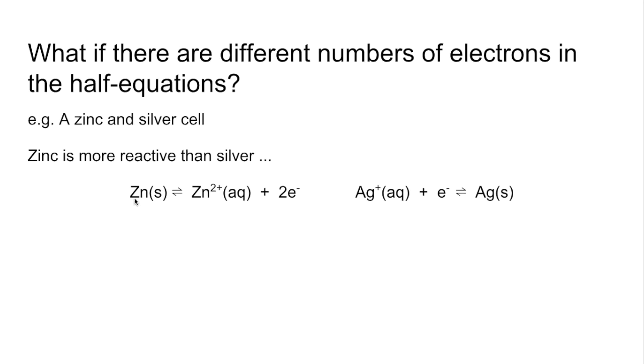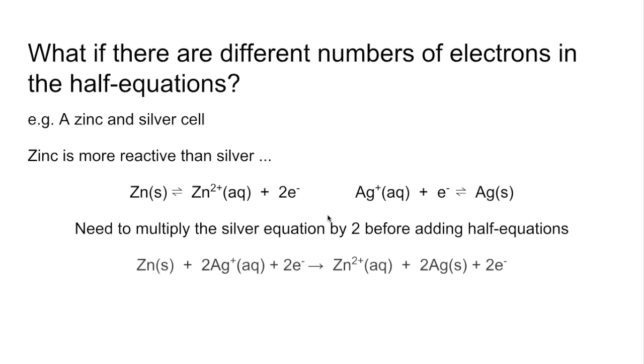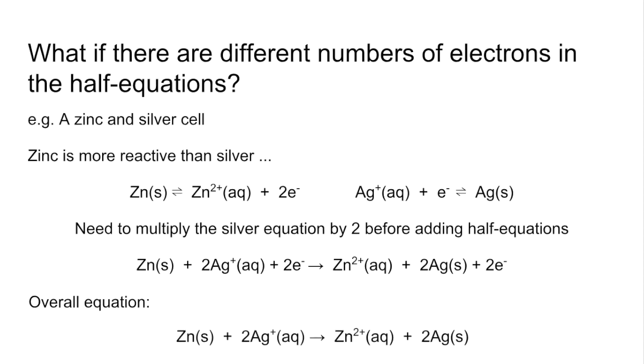Remember, the most reactive one runs as an oxidation process. The least reactive one runs as a reduction process. And you can see that the silver half equation's only got one electron in it. So all we need to do is double this half equation before we add it to that one. So that's going to give us that. So you can see we've now got 2 electrons on each side of the arrow. They can cancel and leave us with this as our overall redox reaction.